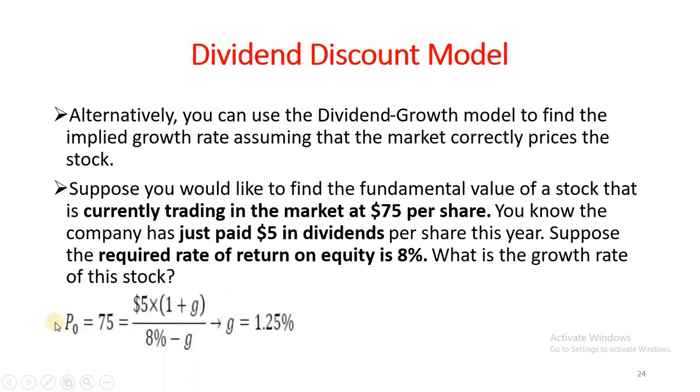So for the current market price, we are substituting P0 by $75. 5 is the most recent dividend payment. 8% is the required rate of return. Now we need to find this growth rate. So if we do some cross multiplication, we find the growth rate of this stock is 1.25%. So using this dividend growth model, we can find the growth rate of the dividend. We can also find the required rate of return or discount rate of the stock as well.